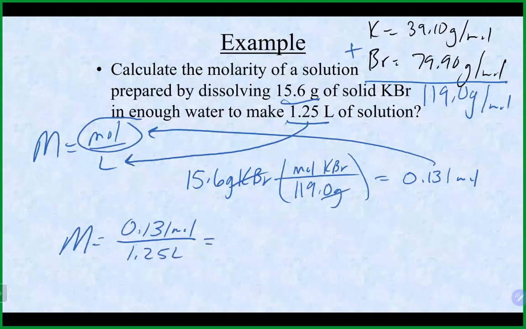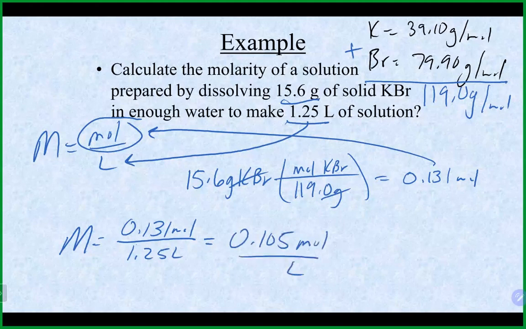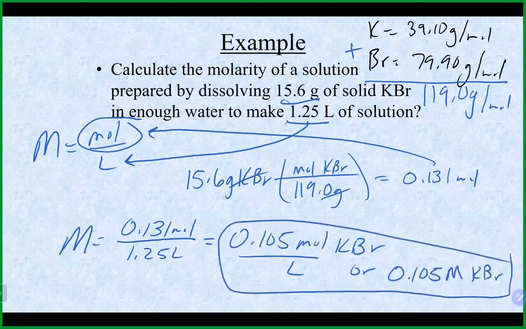And that's going to give us, we'll call it 0.105. Now the units do not cancel, so you can leave it as moles per liter of KBr. Or if you want at this point, you could go 0.105 big M KBr. So you could kind of give the answer in either way there. Any questions on that particular one there?